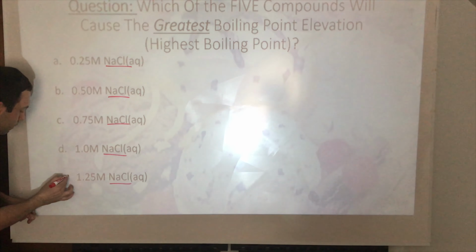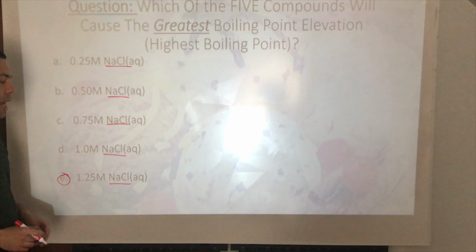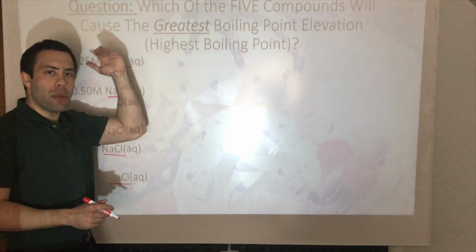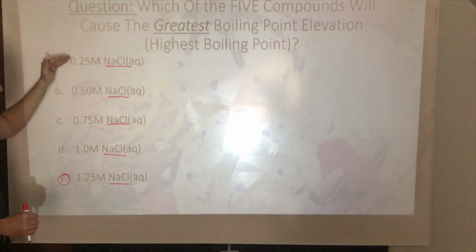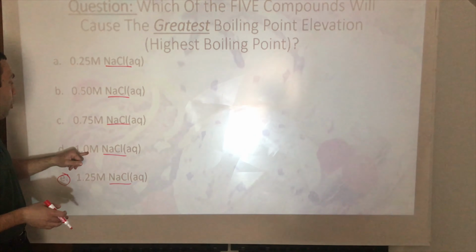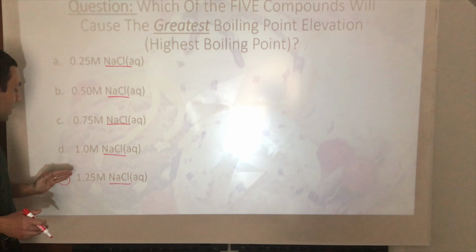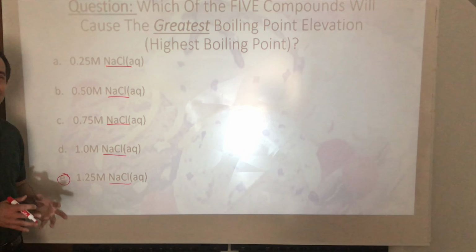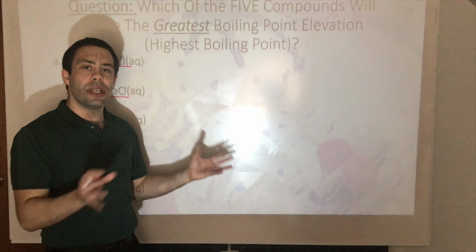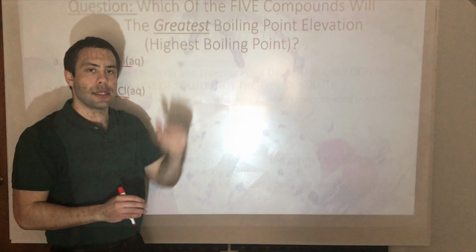The answer is choice E. The 1.25 molar NaCl solution will have the highest boiling point, the greatest boiling point elevation, because it is in the greatest concentration. 1.25 molar is greater than 1.0, 0.75, 0.50, and 0.25 molar. So since 1.25 molar NaCl has the highest concentration, it has more stuff in solution, more dissolved particles, which is going to cause the boiling point to be the highest.